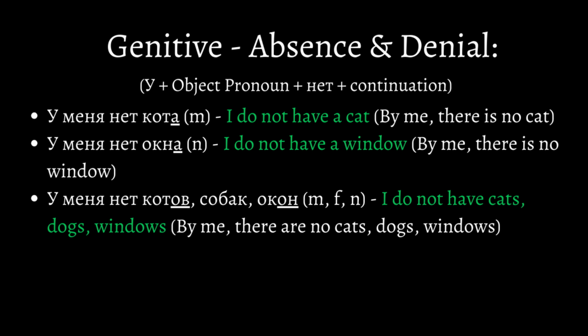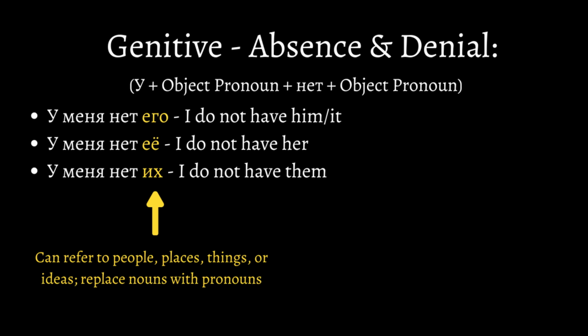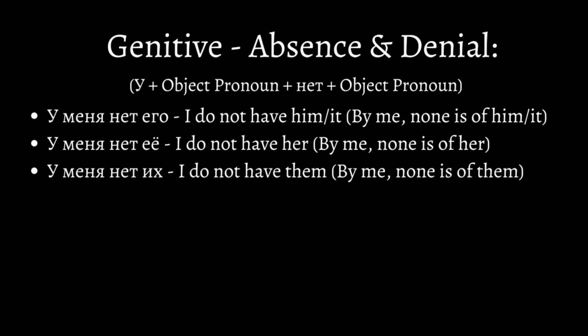Because this lesson mainly focuses on object pronouns, we can replace the nouns with pronouns and say у меня нет его, у меня нет ее, and у меня нет их. I don't have him or it, I don't have her, and I don't have them. The object pronouns can refer to people, places, things, or ideas, because they all replace nouns with pronouns. Still, the true meaning would be, by me, none is of him, it, her, or them. Of course, nobody speaks like this, so it has to be translated into I don't have him, it, her, or them.